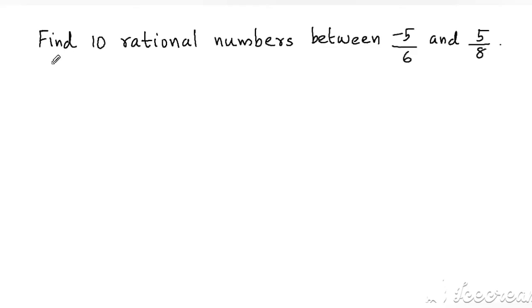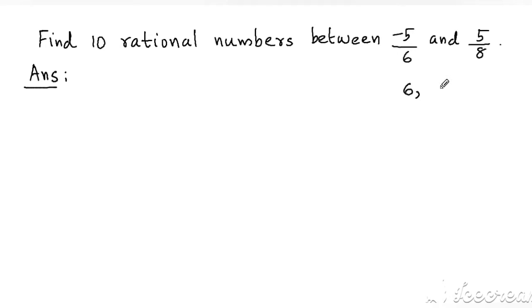For that, consider the problem. Find 10 rational numbers between negative 5 by 6 and 5 by 8. You can see the denominators are 6 and 8. They are different. So one of the methods is to find the least common multiple of the denominators. We need to find the least common multiple and make the given rational numbers with that denominator.